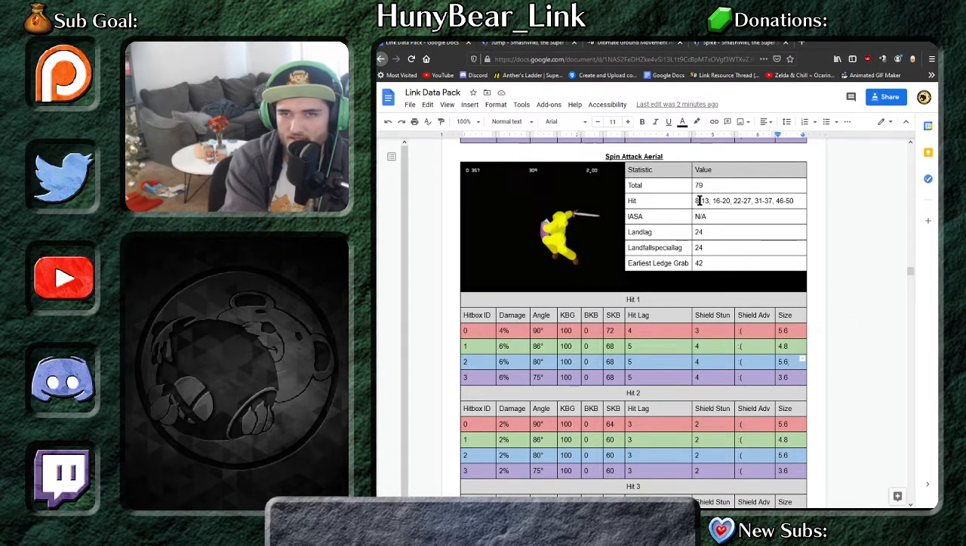Anyway, these are all the hits. The only moves that are really strong here are the first hit and the last hits. You want to avoid the tipper hitbox. Tipper hitbox bad, base hitbox good. You can grab ledge as early as frame 42. So right before the last hit comes out, you should never see the last hit if you're sweet spotting the ledge.